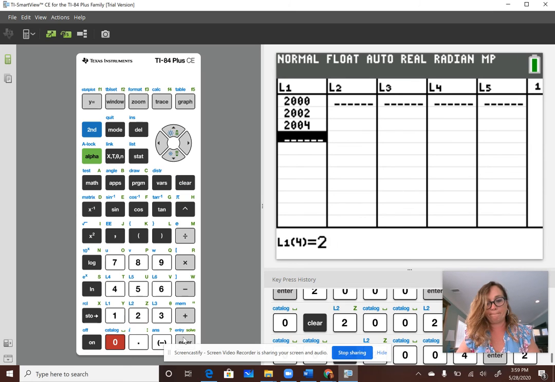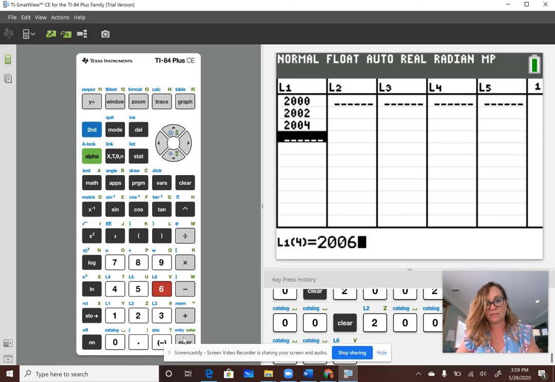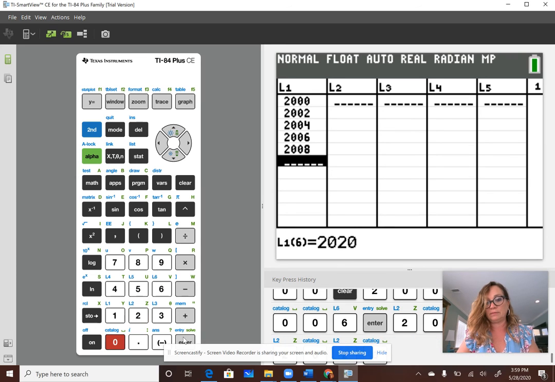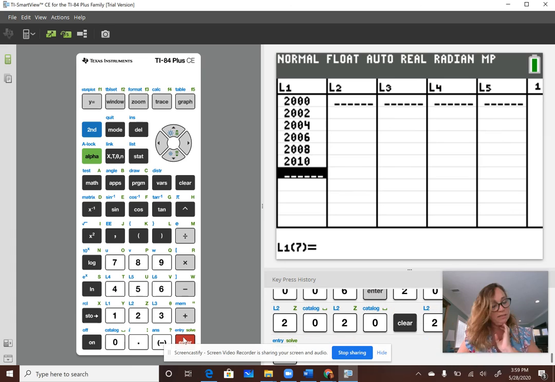2004, 2006, 2008. Remember, tell me if I have a typo, because of course I will. And then you just gotta laugh at yourself.